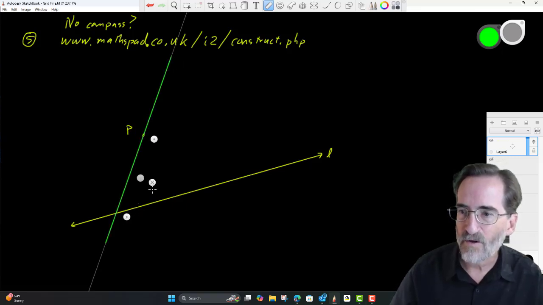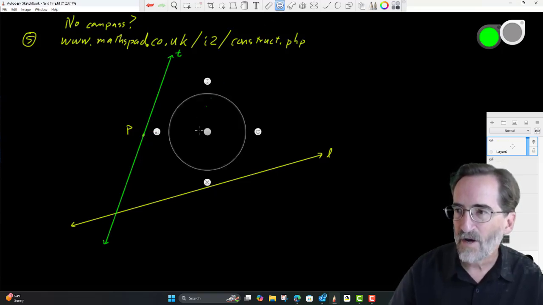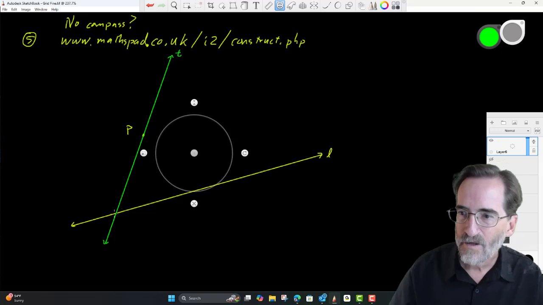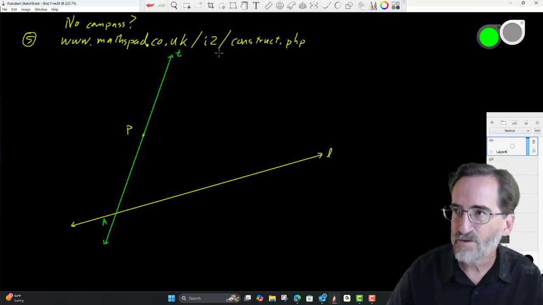Line through P and L. I'll call it T. Grab your compass. I'm going to label the intersection point A, so I have something to refer to.